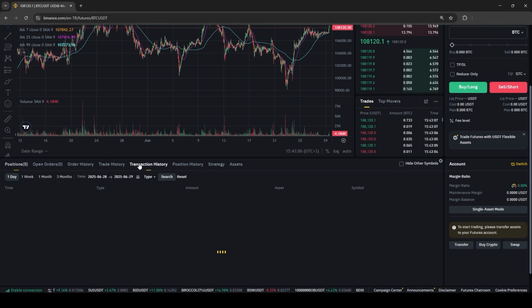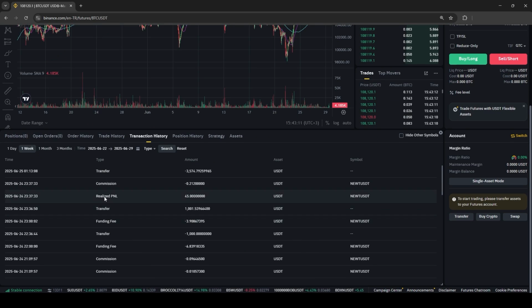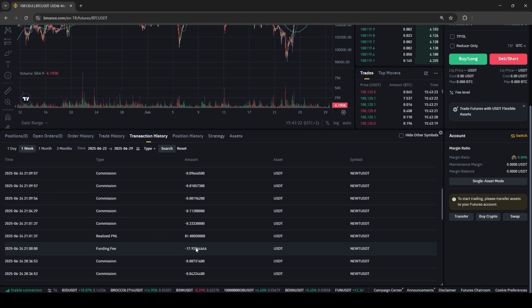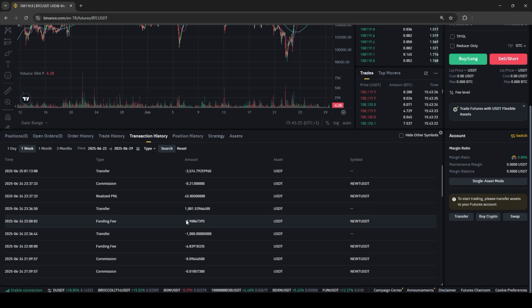If you are wondering how to see the funding fee you've received or paid, just click here on Transaction History, and your positions are here, as you can see. For example, I opened a position and ended up paying a funding fee of about $4. Before that, I paid another $7. Right below that, you'll see I paid a funding fee of $18. This is how to see the fees you've paid.